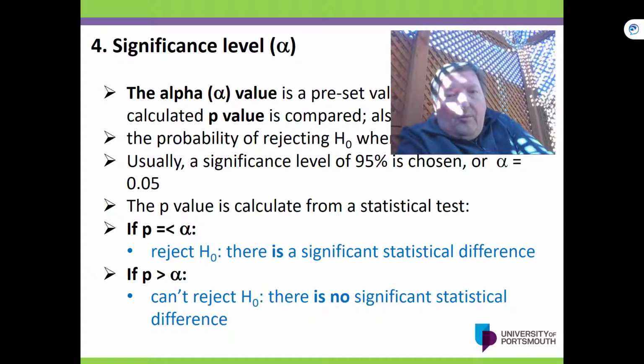So the value of 0.05 is usually chosen. If you want a tighter control, then you can set it to, say, 99% significance level, in which case alpha will be 0.01. But what normally happens is you use the alpha as 0.05.